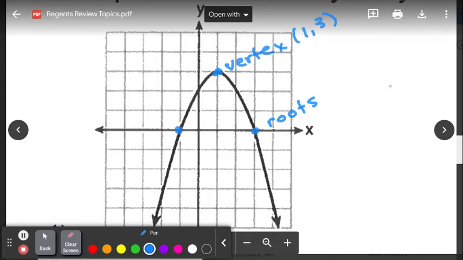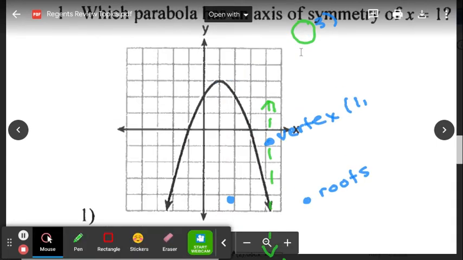Now, the axis of symmetry is the vertical line that cuts the parabola in half. Okay, so there's my invisible line, and the equation for the axis of symmetry is always x equals, and you steal the x number, x equals 1. So let's go through some of these.